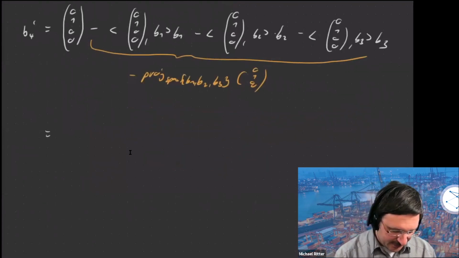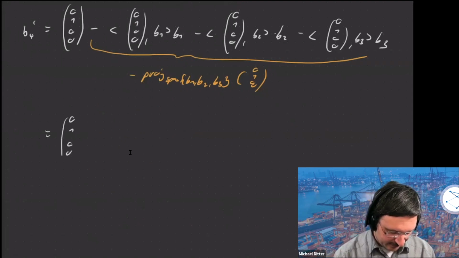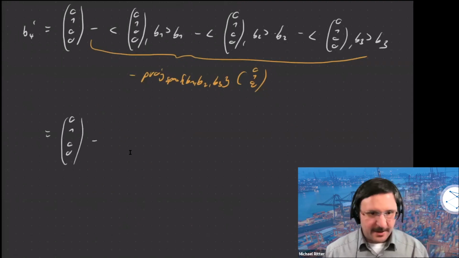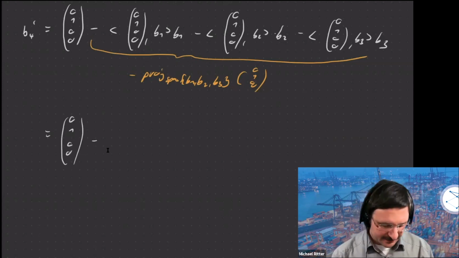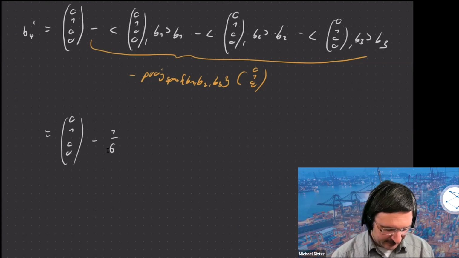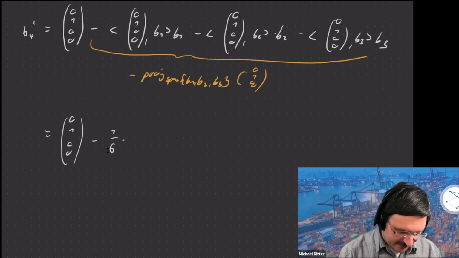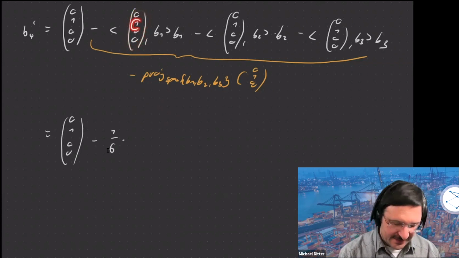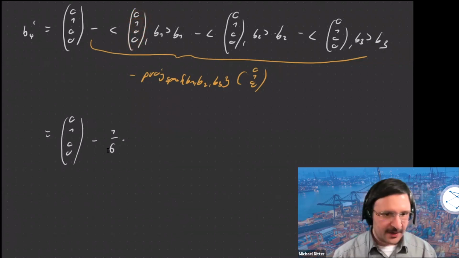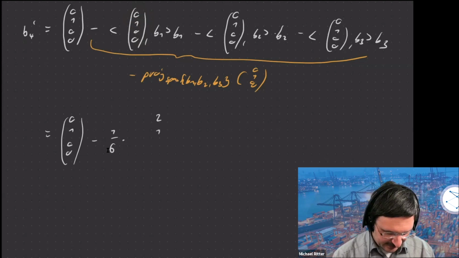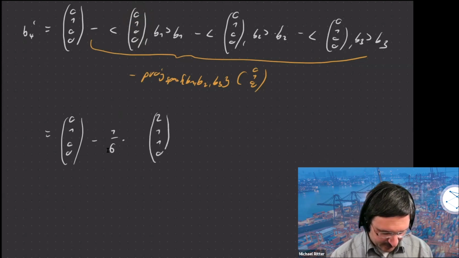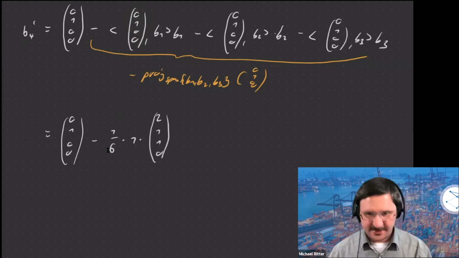Now let's do the computations. We get 0, 1, 0, 0. Minus B1 was 1 over the square root of 6 something. So if we take out that factor twice, we get 1 over 6. The scalar product of this vector here with anything means we just take the second component. Remember, B1 was, what was that? 2, 1, 1, 0. So the second component is a 1. So that's our scalar product.